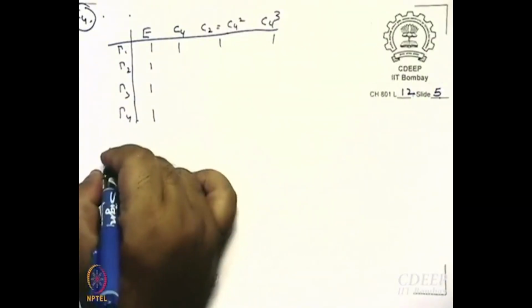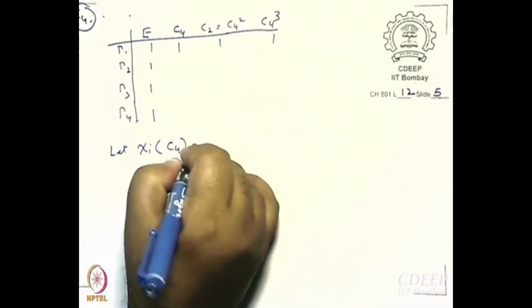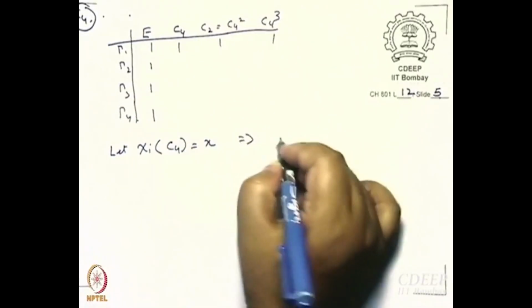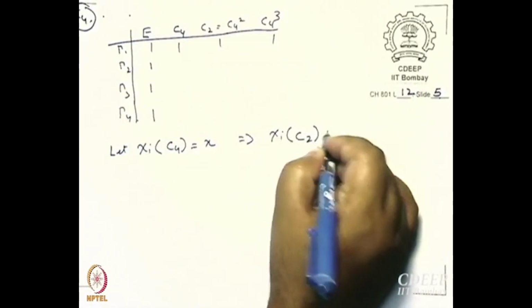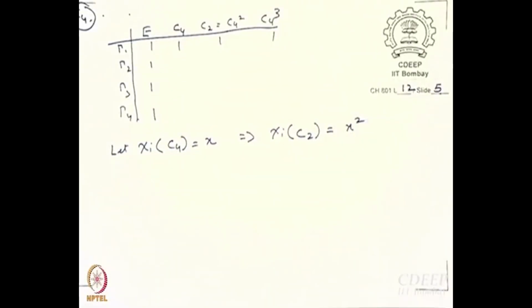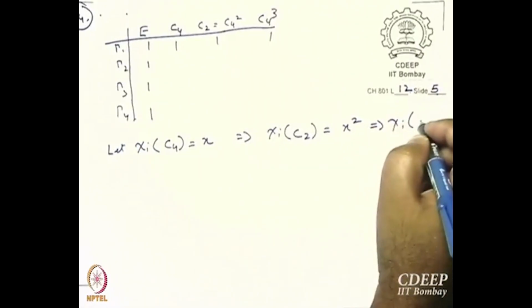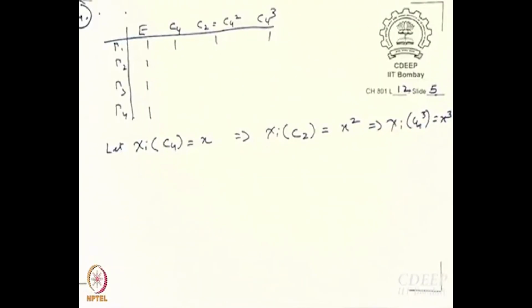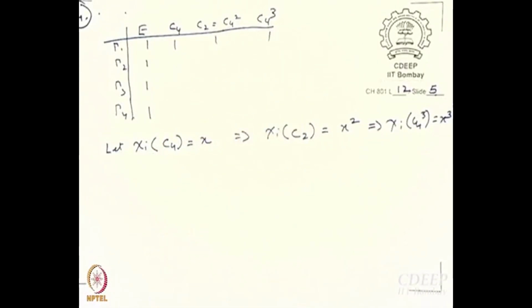Okay, so let me do it like this. Let chi i of C4 be equal to x. So that would imply that chi i of C2 would be equal to how much? x square, and chi i of C4 cube is x cube. Okay. So I can write x square, x cube here.